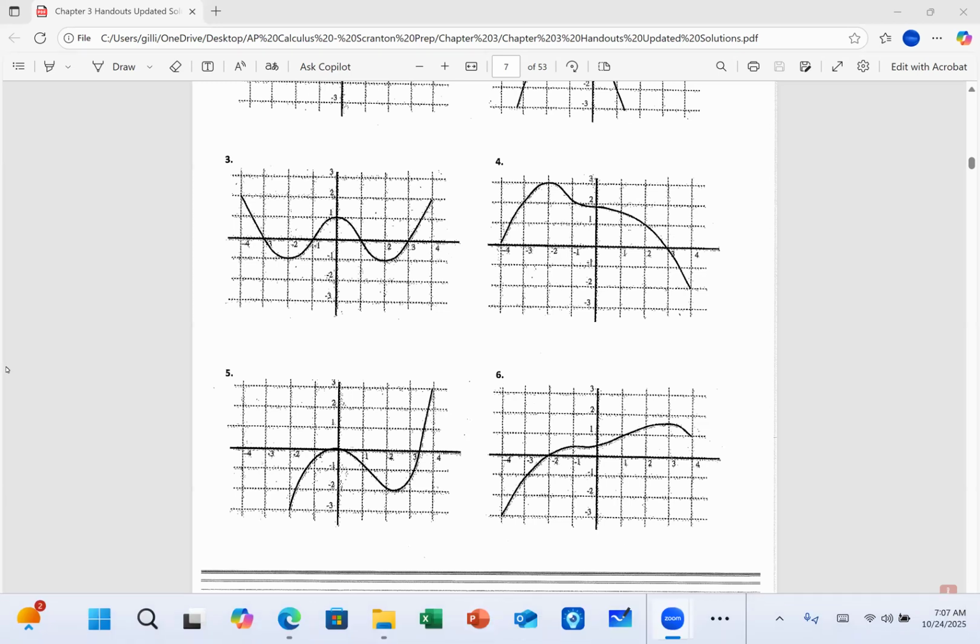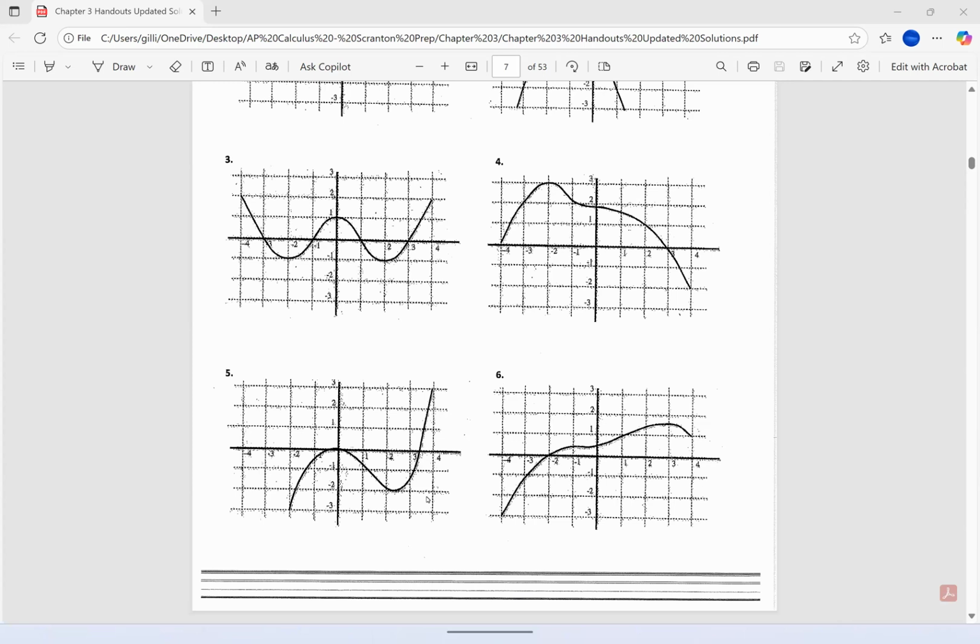Okay, so in this video, we're going to go through the solutions to this homework where you have to graph the derivative. Just remember that the derivative represents the slope of the tangent line of the function at every point.